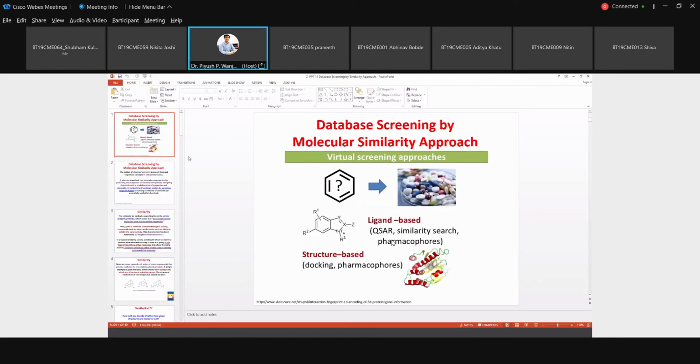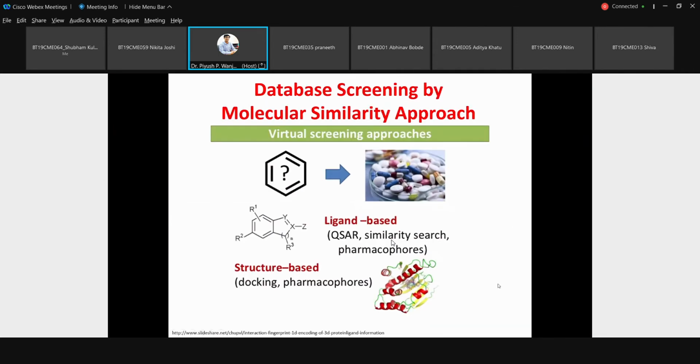So that is the method I will talk about today, and this method is a ligand-based method, where you can consider that we do not have any idea about the receptor, and we can use some kind of similarity search.